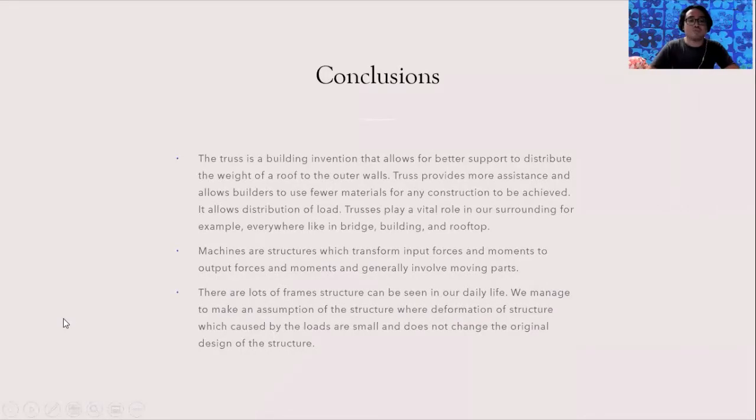So for conclusion, the truss is a building invention that allows for better support to distribute the weight of a roof to the outer wall. Trusses provide more assistance and allow builders to use fewer materials for any construction to be achieved. It allows distribution of load. Trusses play a vital role in our surroundings, for example, in bridges, buildings and rooftops.